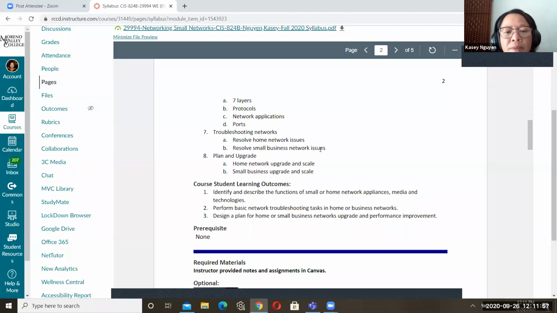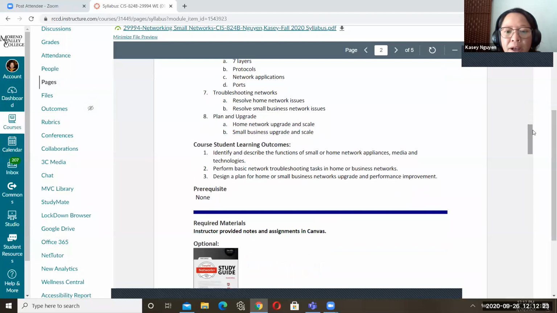Then we'll talk about troubleshooting and resolving network issues. And we're mainly going to focus on smaller scale network for this course. And then we'll go over how to upgrade and plan for upgrading in the case if you own a small business and you want to scale up to expand your business.